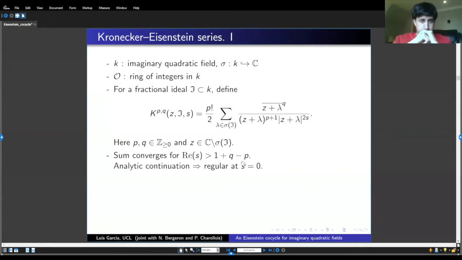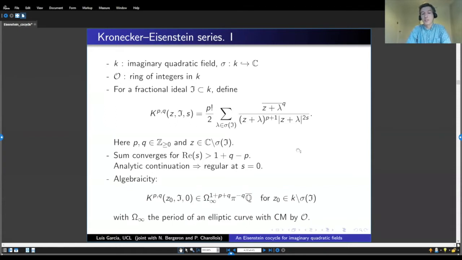So as usual, this sum converges for real part of S large enough, and it has analytic continuation that's regular at S equals 0. And that's the value that we're going to care about. And these functions classically have algebraicity properties. So let me explain.